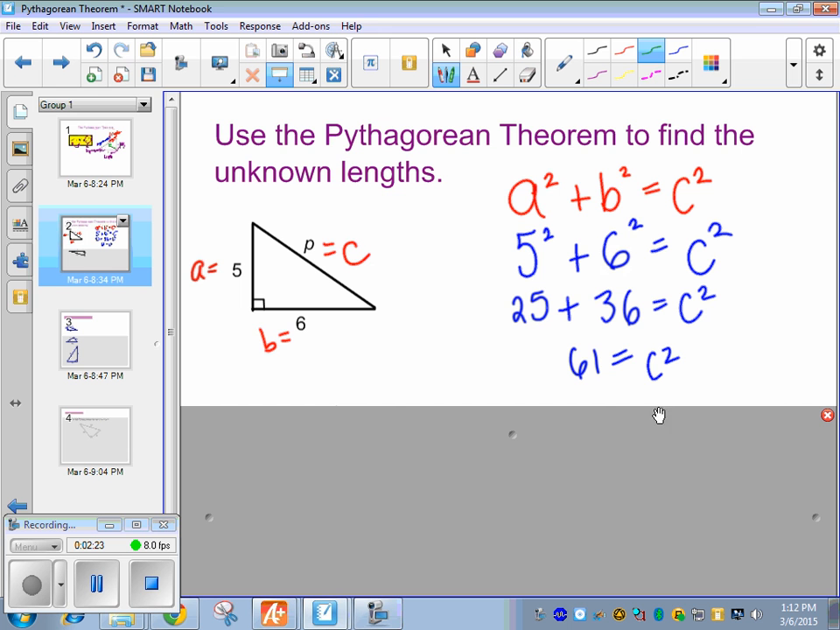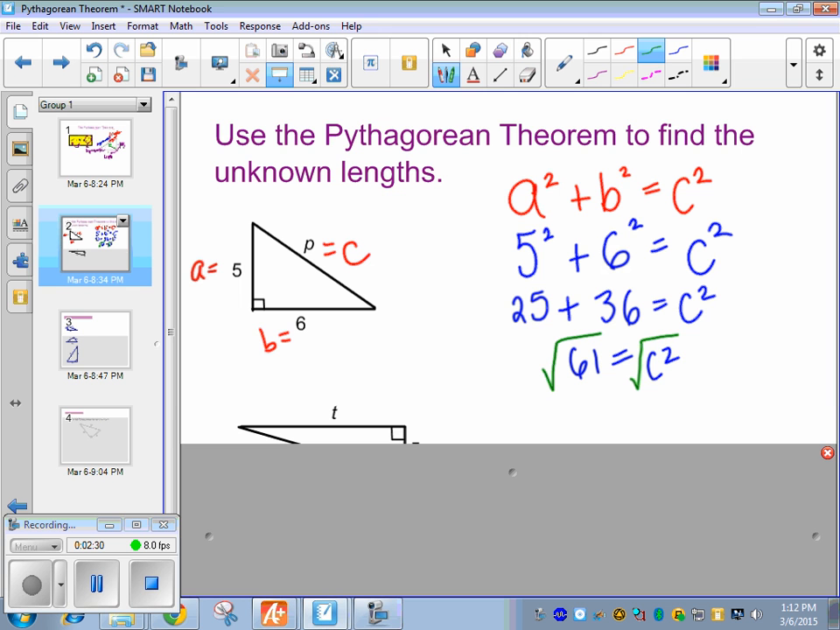So this one right here, if I want to get C by itself, we just square root it, and that means I square root this side. So once you square root C, it undoes the square. This cancels it out, and we just have a C. Okay? And then on this side, we're going to leave it as the square root of 61 today.